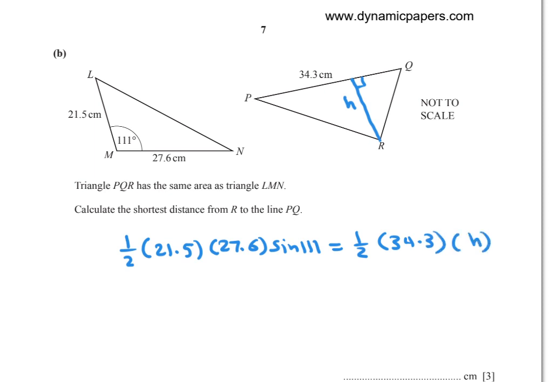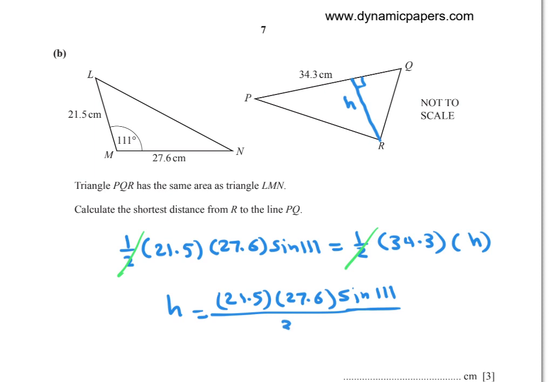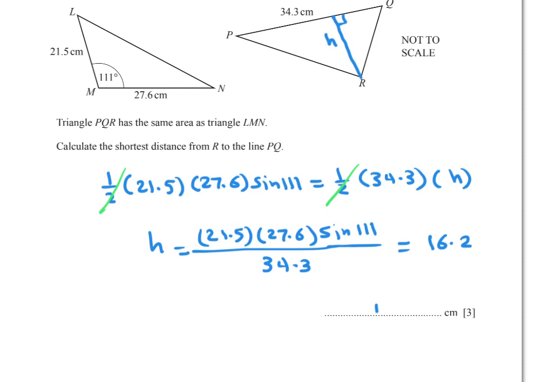Now we need to find the height. We can cancel half with half. So now the height equals 21.5 times 27.6 sine 111 divided by 34.3 equals 16.2 to 3 significant figures. So the answer is 16.2.